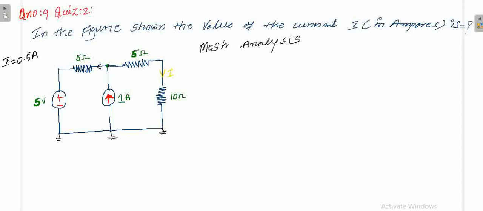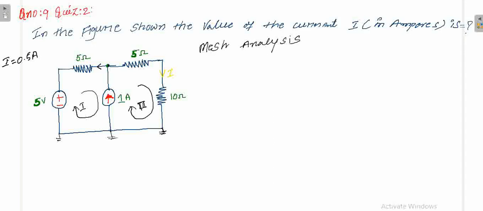So in the mesh analysis, we have to consider, here we are having two smaller meshes. This is your first mesh, and this is your second mesh. But if you observe here, in between the two meshes, we are having a current source. So while discussing mesh analysis, we have considered a concept of super mesh analysis.